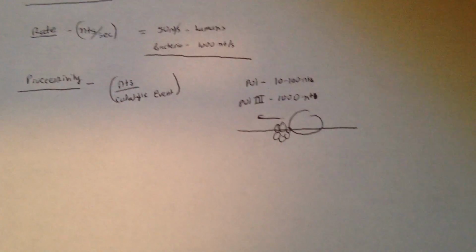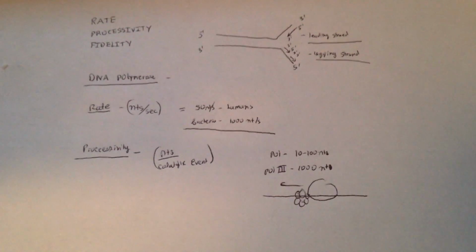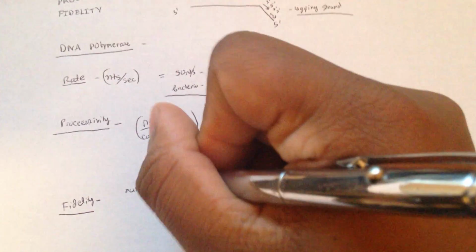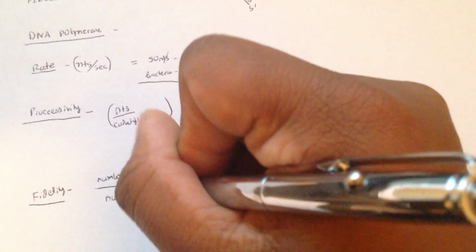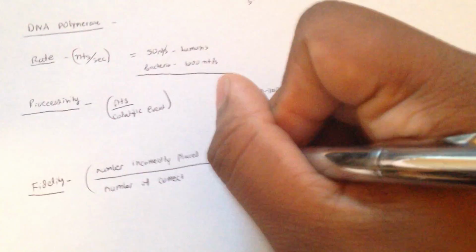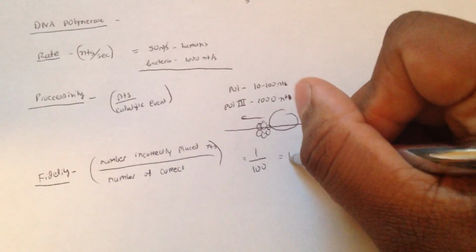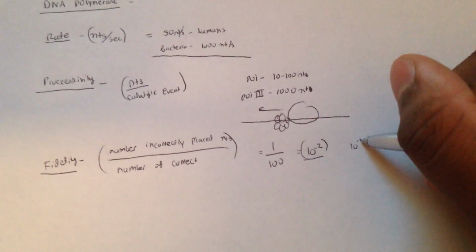Now, last but not least, let us talk about fidelity. Fidelity refers to the number of incorrectly placed nucleotides relative to the number of correct. Now, these will usually be 1 out of 100, so in that case equal to 10 to the minus 2. So we could say the fidelity of 10 to the minus 2 is bad and 10 to the minus 3 is better.